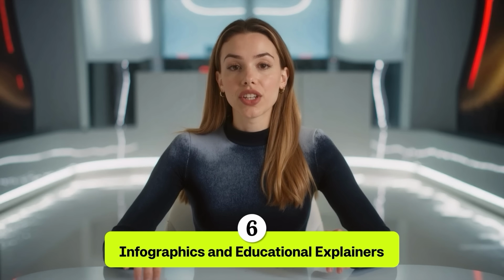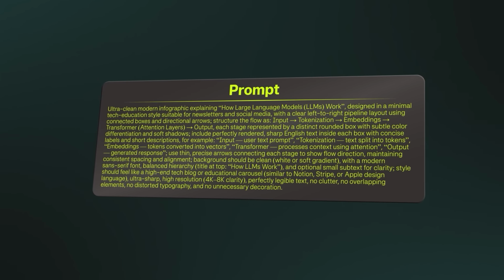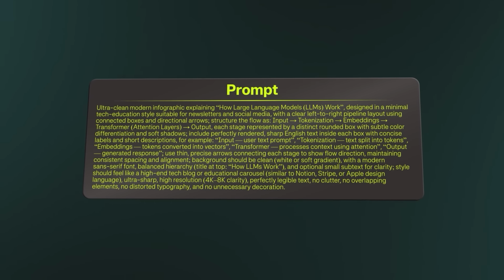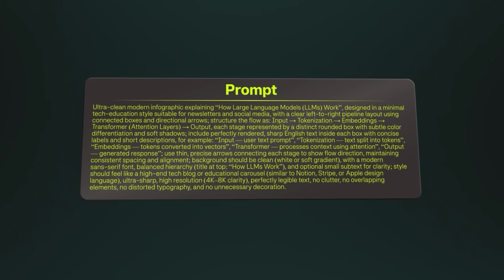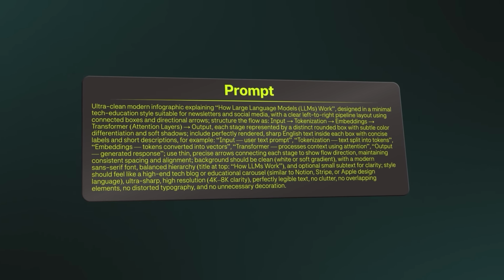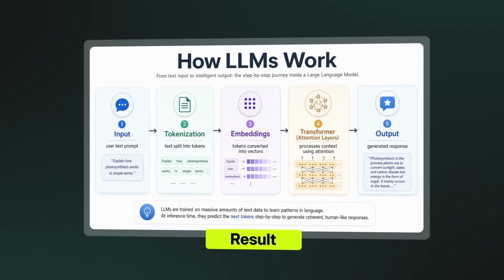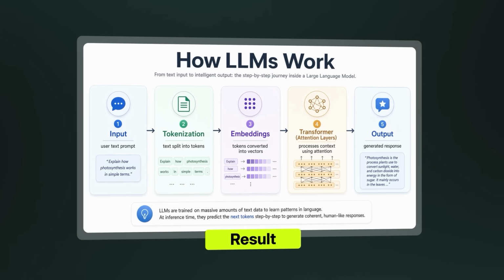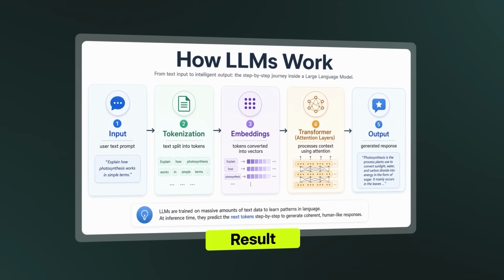6th is infographics and educational explainers. I tried a prompt to create a clean, text-style infographic showing how large language models work, laid out left to right with 5 steps, each in a neat box with short labels, all connected by arrows and a clear title on top. The result was really solid. The text was sharp, the arrows looked clean, spacing felt balanced, and overall, it looked like something a professional design team would make. If you create educational content, carousels, or newsletter visuals, this is definitely worth trying.